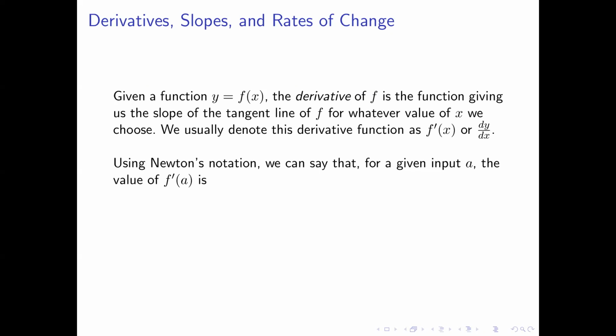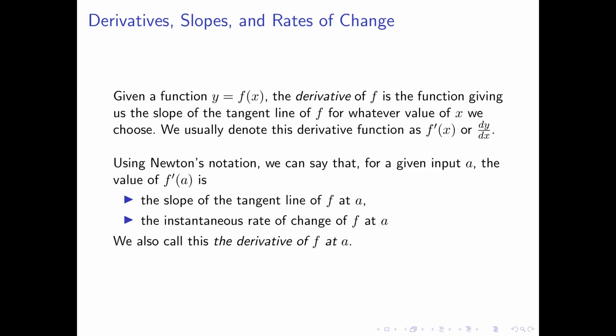And in Newton's notation, this prime notation, we can say that f prime of a, the derivative of f at a for a given input value a, is either the slope of the tangent line of the function at a, if we want to think of it graphically, or the instantaneous rate of change of the function at a. And then we also sometimes say that we are finding the derivative of f at a, which will be a number rather than a function. But these are all synonyms of the same thing.